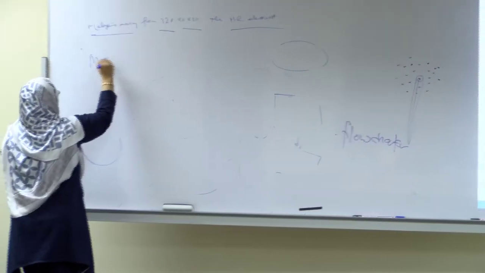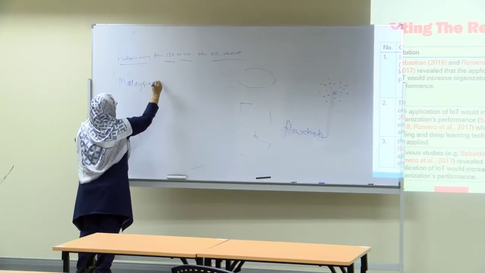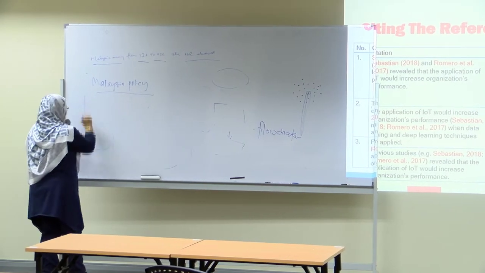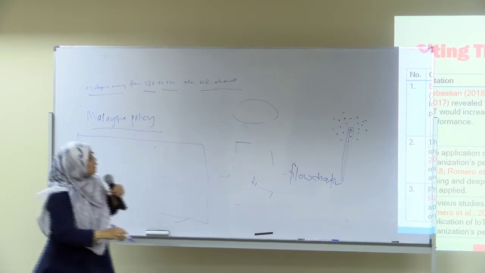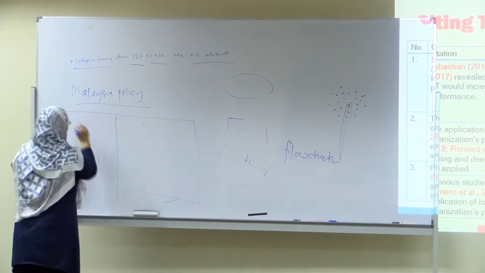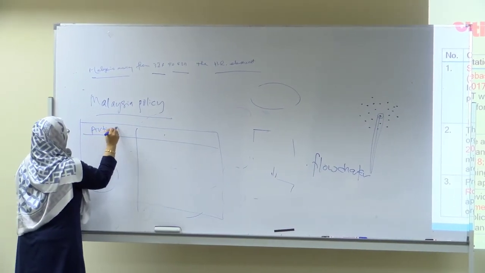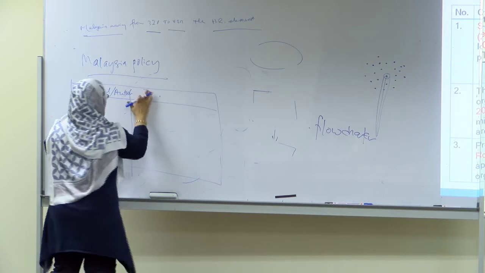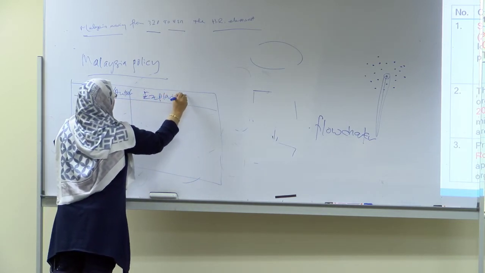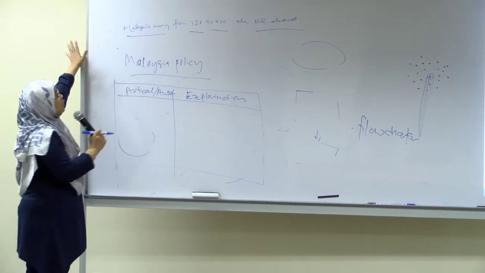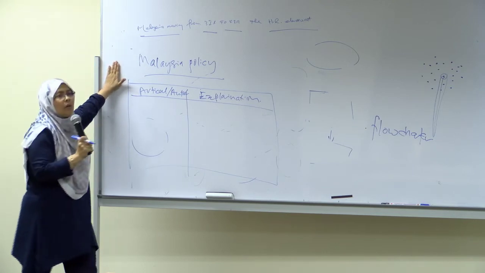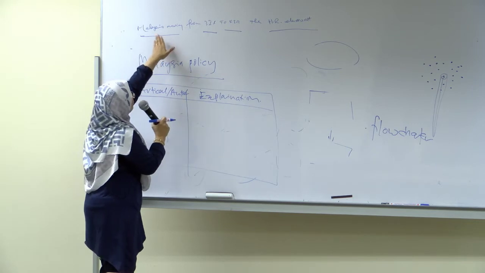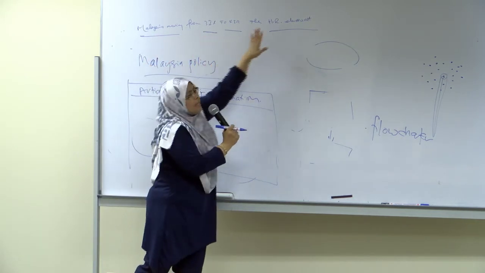And then, okay, when you do the literature, you go one by one. First, Malaysia policy, for example. So you make one table. Yes, like that. What is the article? Who says that? The article or author, and their explanation. So maybe now you only have to get four tables, because I have split it into Malaysia, 3IR, 4IR, HR element.